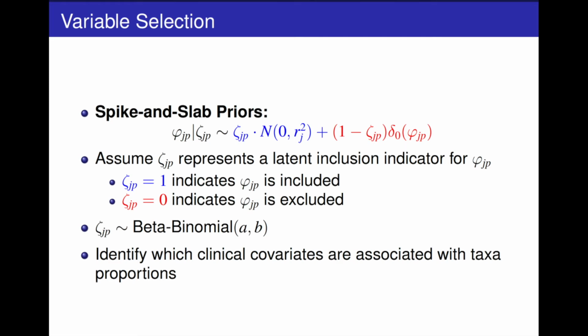Typically, we assume that these inclusion indicators follow a beta binomial distribution where A and B control the overall sparsity of the model. And again, we use this prior specification to help us identify which clinical covariates are associated with taxa proportions in the first stage of our model.